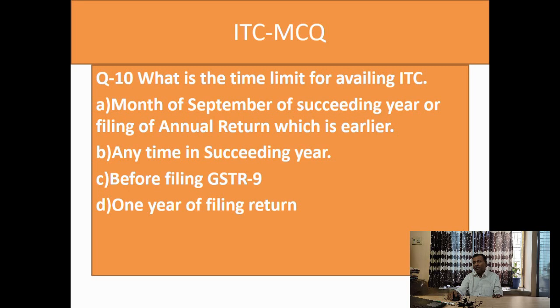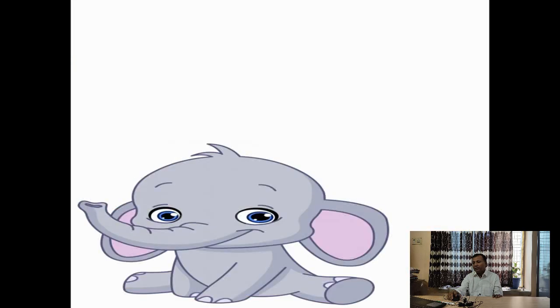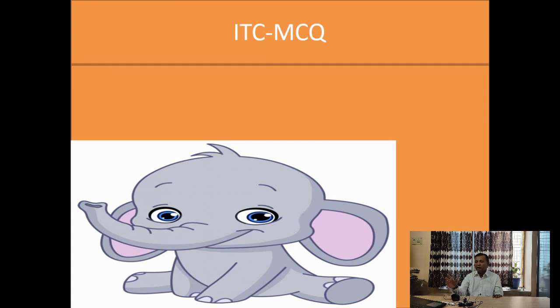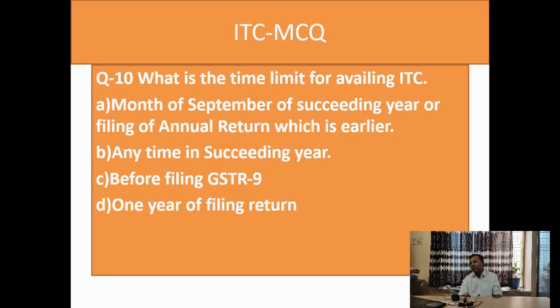and the month of September of the succeeding year, or filing the annual return, whichever is earlier. That means for 21-22 you can avail ITC up to the September return or annual return, whichever is earlier, because this is the rule. Therefore A is the correct answer.